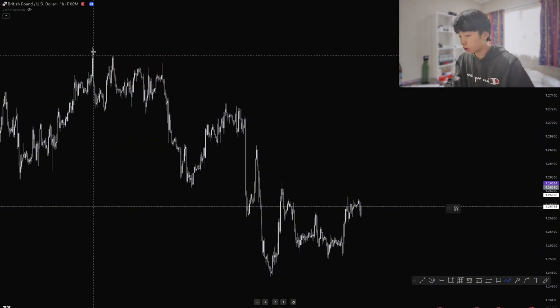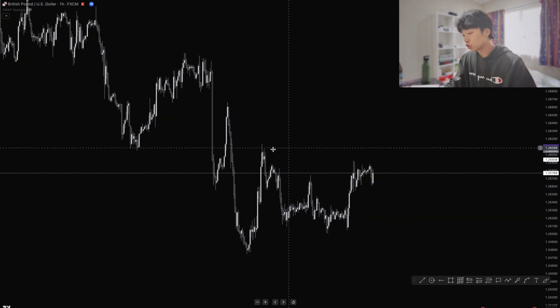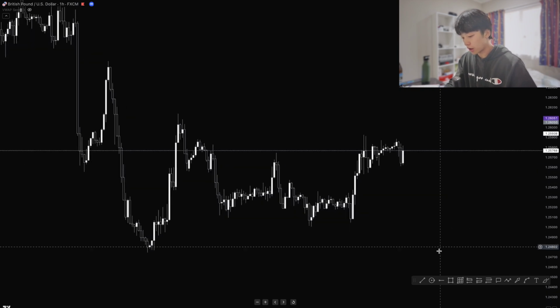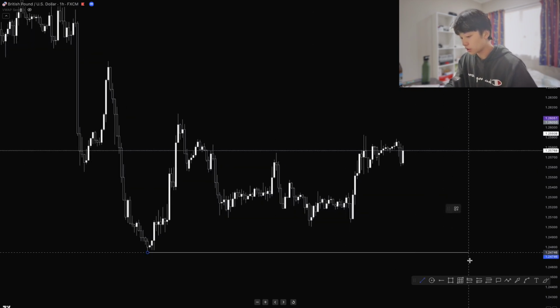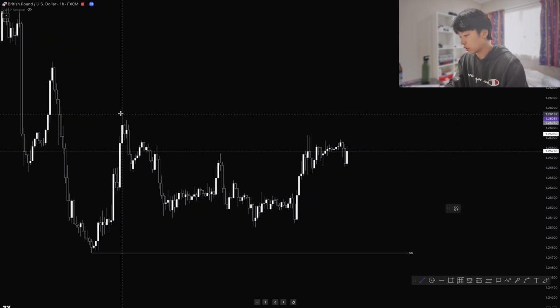So if we look at some real-time examples, we can see on GBP USD that we have been making lower lows, lower highs, lower lows, lower highs. So if we were to zoom in and look at this current price action range, the first thing we would realize is that sell-side liquidity is here and buy-side liquidity is up here.